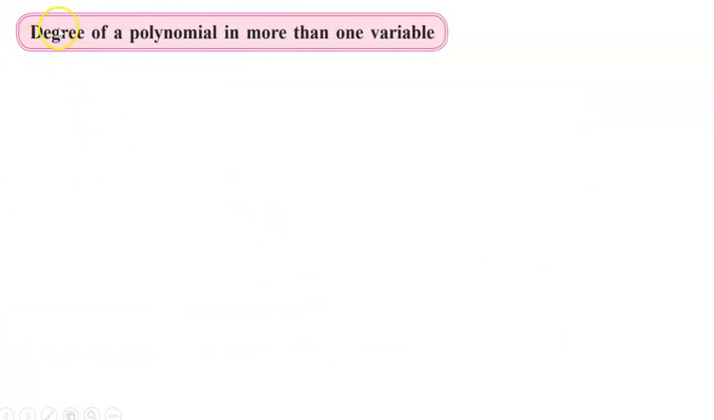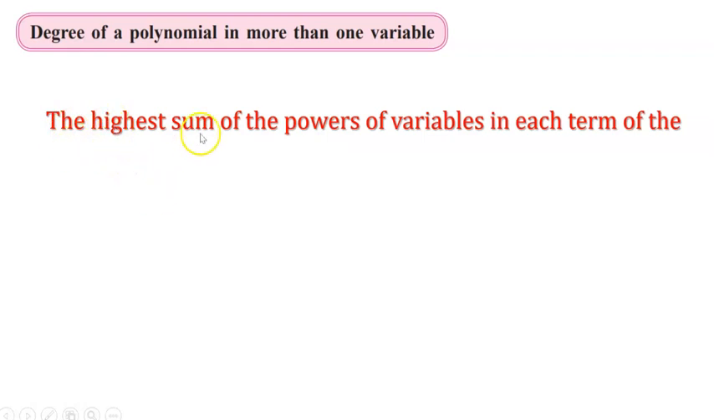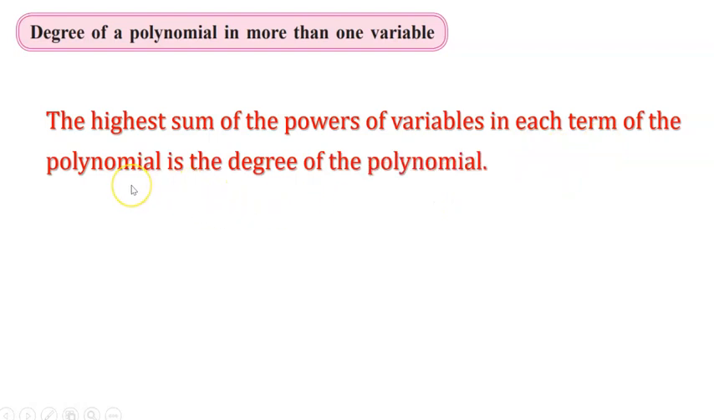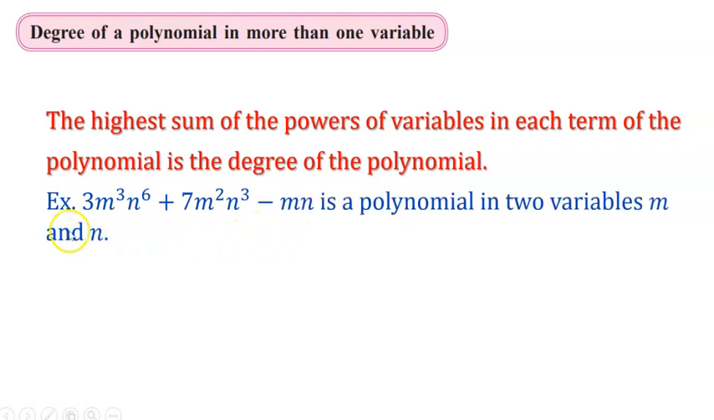Now, degree of a polynomial in more than one variable, म्हणजे एकापेक्षा जास्त व्हेरिएबल्स असतील, means what, the highest sum of the powers of variables in each term of the polynomial is the degree of the polynomial. For example, तर ते कसं तर बघा, that is the first example, 3 into m raised to 3 into n raised to 6 plus 7 into m raised to 2 into n raised to 3 minus mn is a polynomial in two variables m and n. या ठिकाणी दोन व्हेरिएबल्स आहेत.